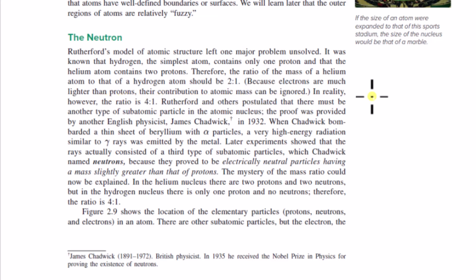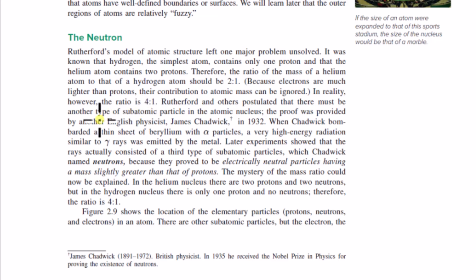When calculating atomic masses, in typical calculations, we don't need the 5th, 6th, 7th decimal place, and that's what would come into play if we were factoring in the mass of electrons with atomic mass. In reality, however, the ratio is 4 to 1.